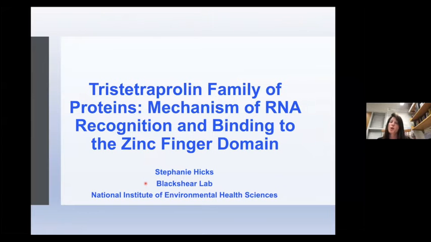Today I'm going to share the work we've been doing on zinc finger domain containing protein that belongs to the tristetraprolin family of proteins. Specifically, I'm going to talk to you about the mechanism of RNA recognition and binding.